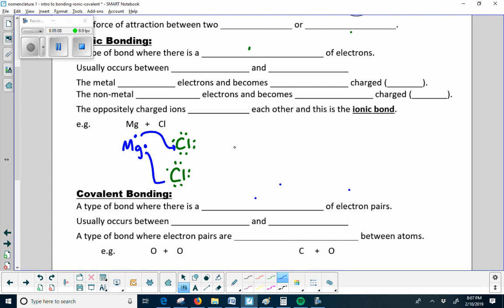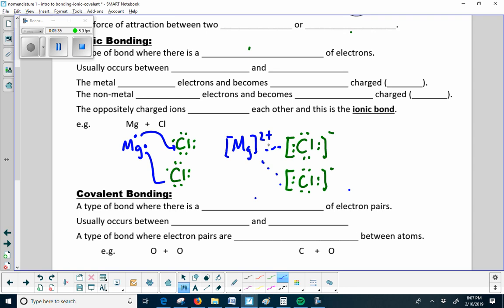So what ends up happening is the magnesium is going to form a cation with a charge of 2+, and the chlorine, we're going to have 2 of them. Each chlorine picks up an electron and becomes an anion with a charge of 1 negative. Here we go, just like that. And what happens is the attractive forces between the cations and anions here, that is the ionic bond.